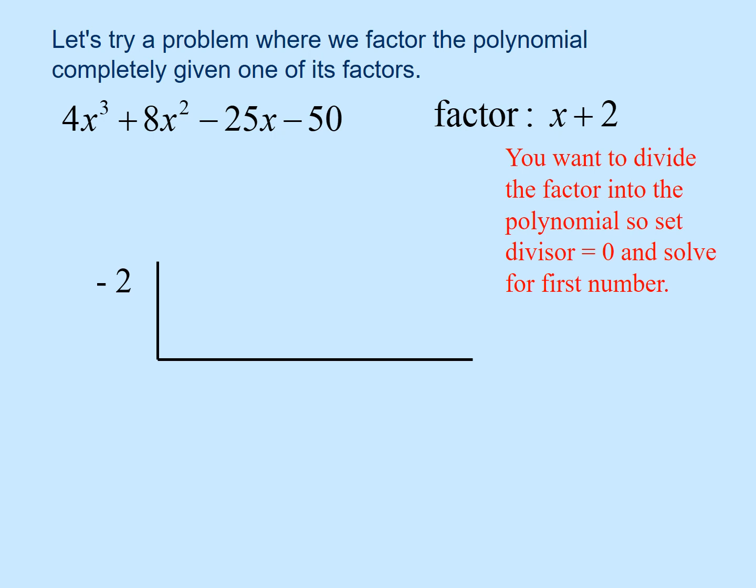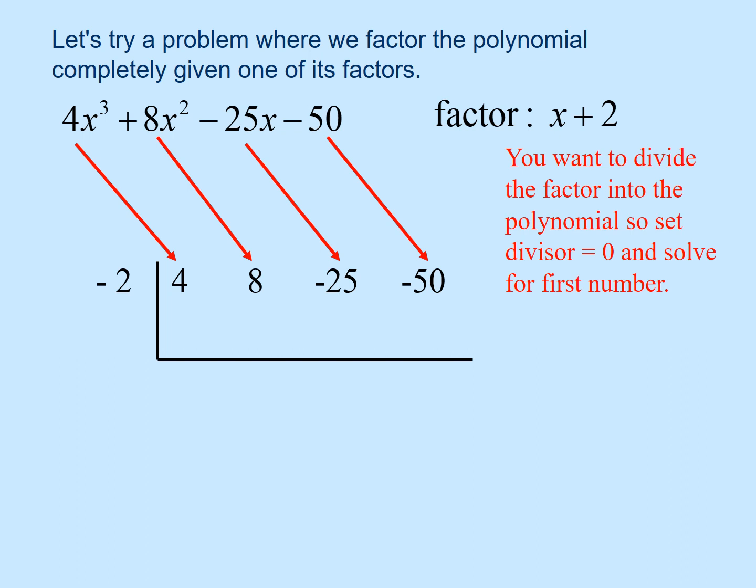Okay, so we put the negative 2 on the side, and then we write all the coefficients of the dividend. So we have 4, we have 8, we have negative 25, and negative 50. Then we bring down 4, which is the first coefficient. Then we multiply and add. So 4 times negative 2, that is negative 8. So we put it below the second number. And then add 8 plus negative 8, that's 0.